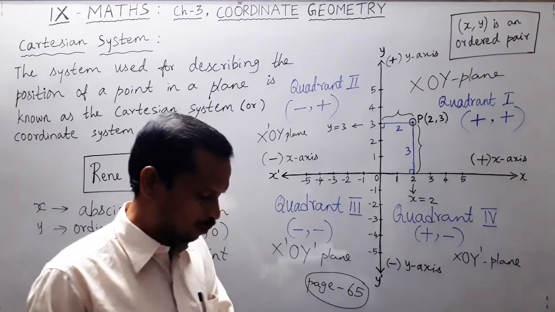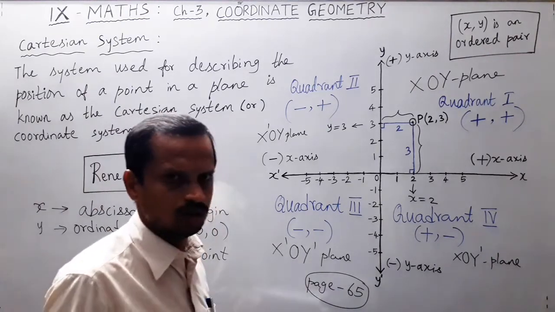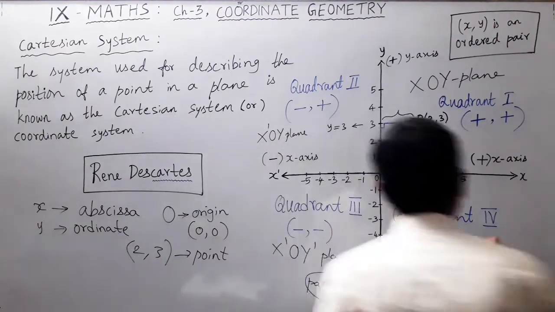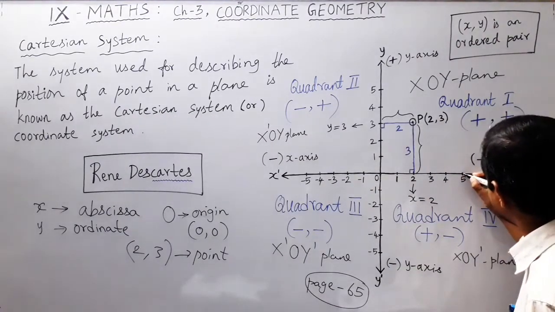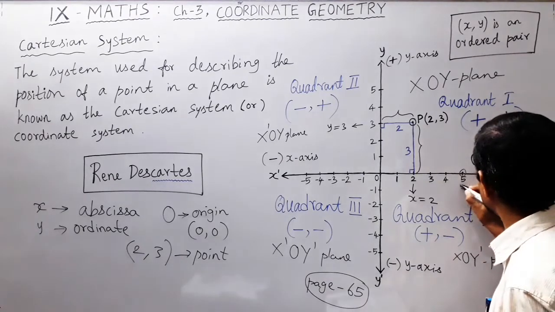The coordinates of a point on the x-axis. Now listen, very important. You already know, but I am telling you. The coordinates of a point on the x-axis. For example, here, you see this is the point. So this is a point on the x-axis, which is nothing but of the form (x, 0). Here it is (5, 0).